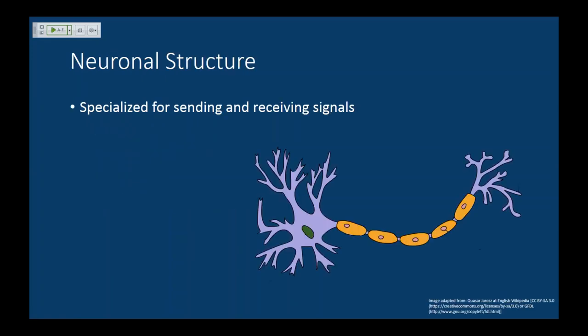Okay, so to start out with just some structure, basically the neuron itself is specialized for sending and receiving signals. Okay, we have a soma or a cell body. Soma is just the Latin word for body. That's where the nucleus is. That's where most of the organelles are, as you'd expect.